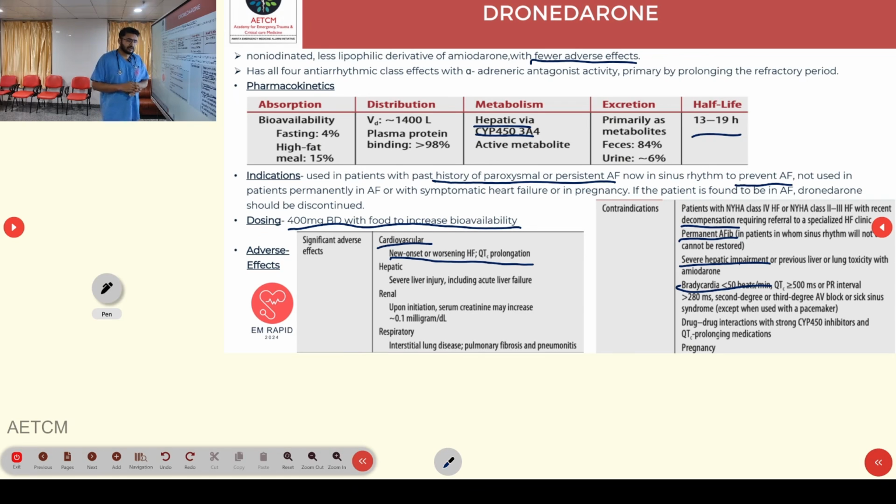And the drug-drug interactions are also common with strong CYP450 inhibitors and QTc prolonging medications as well. And in pregnancy also, it is contraindicated.